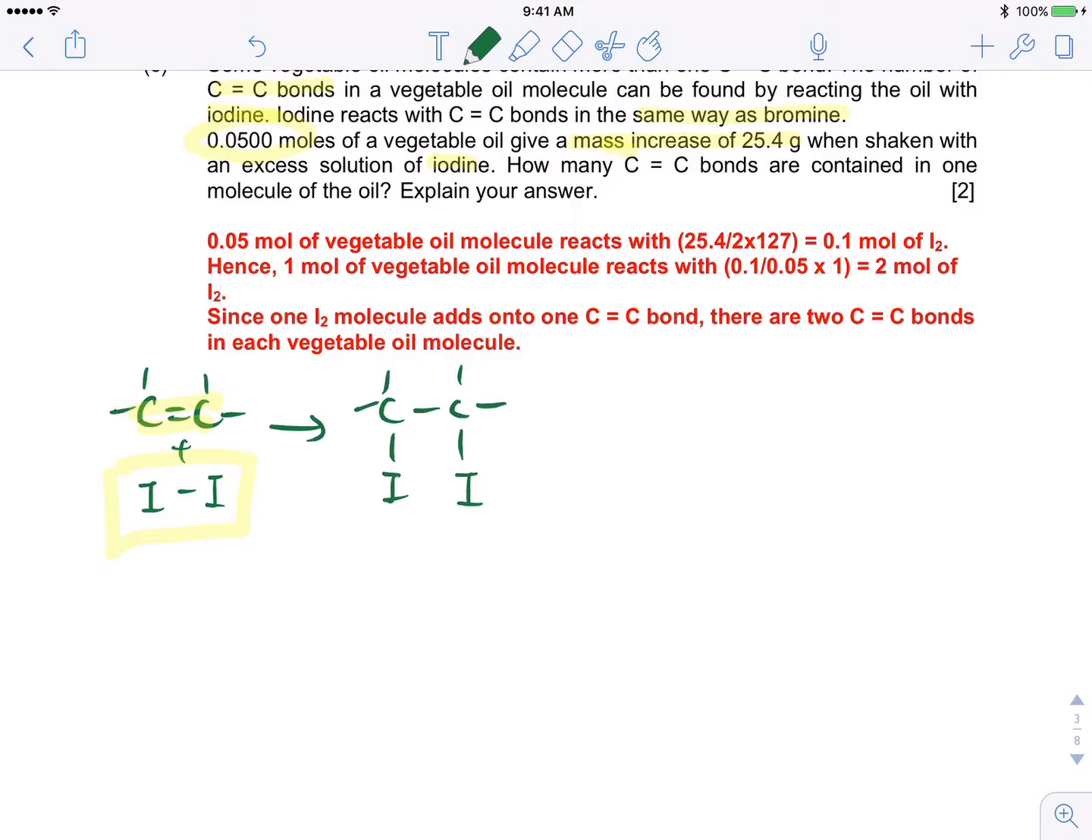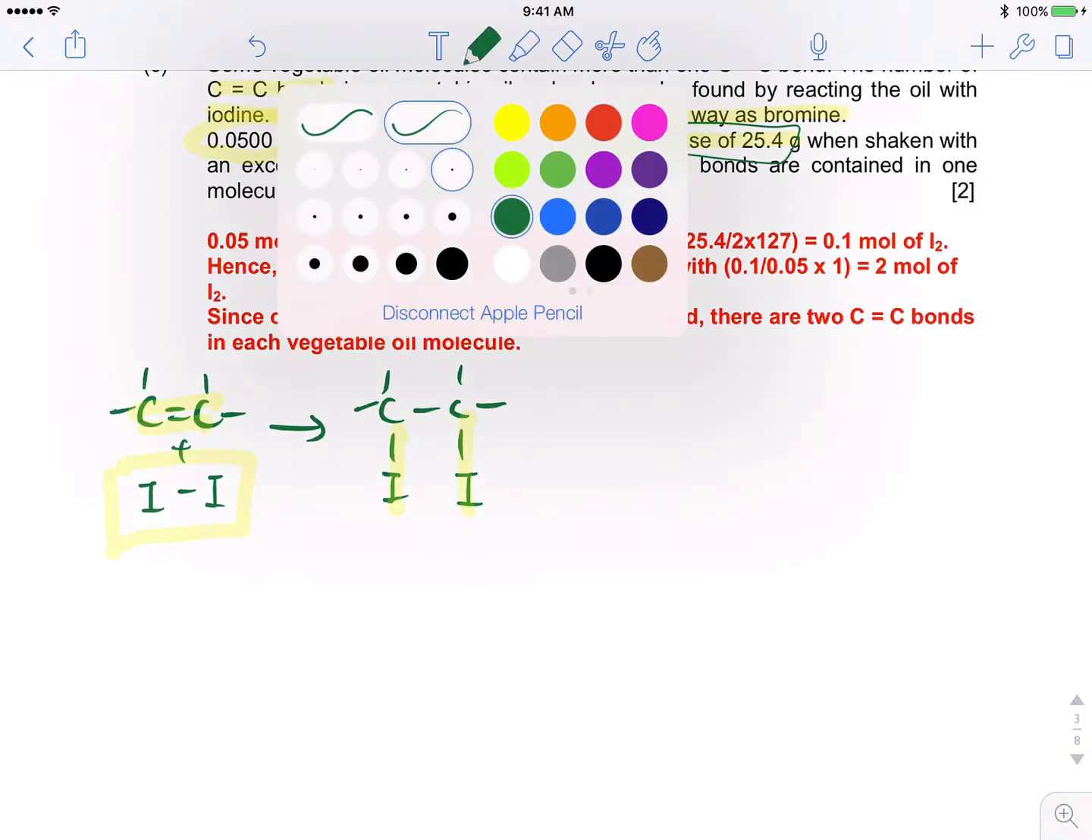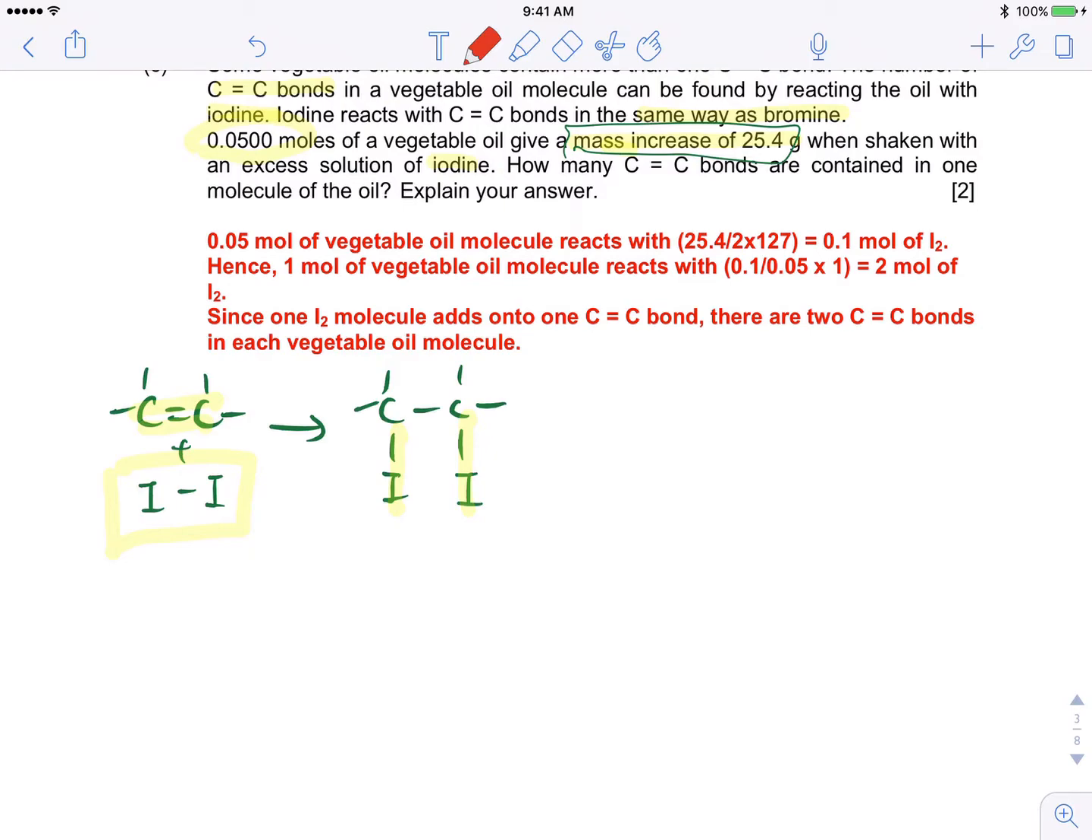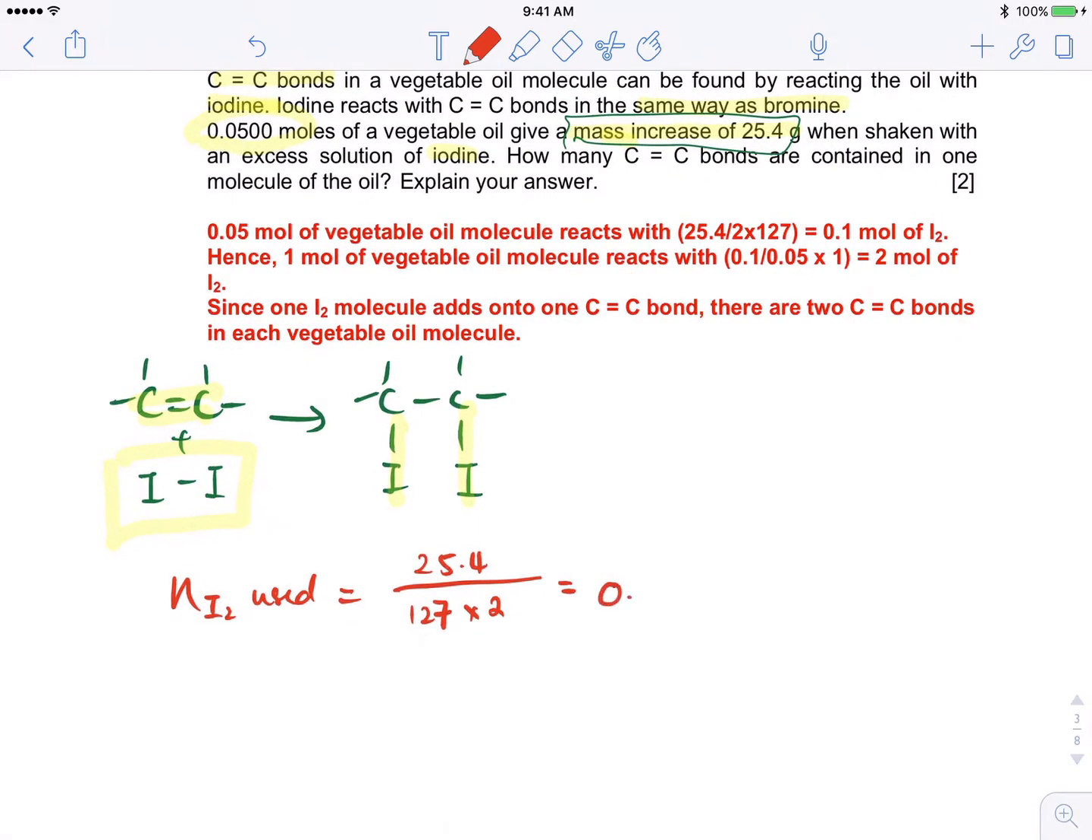First off, this mass increase, you must ask yourself, where did this mass increase come from? Now, the mass increase comes from the addition of these iodine molecules, right? So what we can do is we can calculate the number of moles of I2 used such that there's a mass increase. So 25.4 divided by 127, which is the amount of iodine, times 2. That will give me 0.1 mole of iodine.